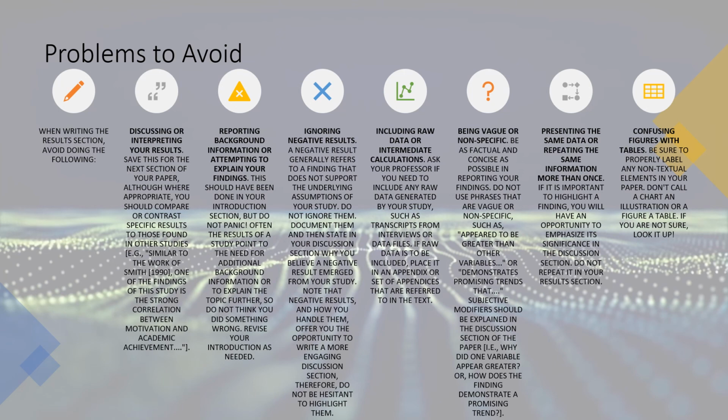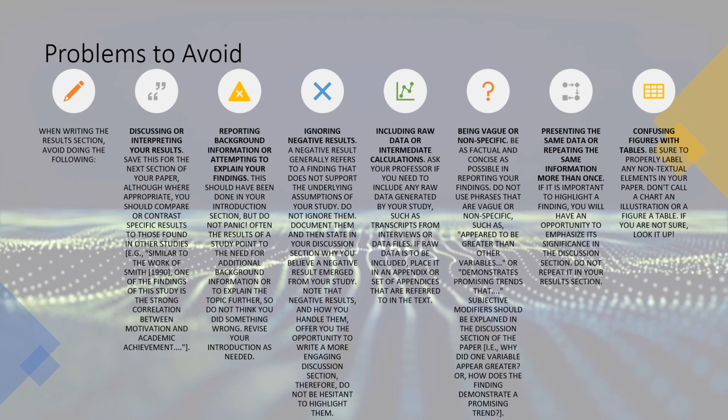So here are some problems to avoid. When writing the results section, avoid doing the following. Avoid discussing or interpreting your results. So that goes in the next section. Avoid reporting background information or attempting to explain your findings. You should have the background in your introduction, and you should have the explanations in your discussion. Avoid ignoring negative results. Remember, negative results sometimes matter a lot. Avoid including raw data or intermediate calculations.